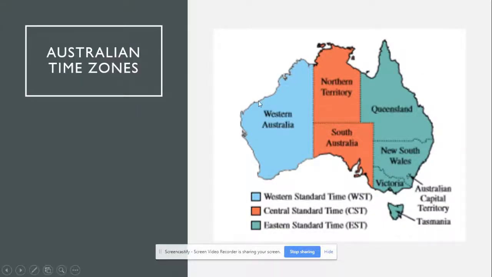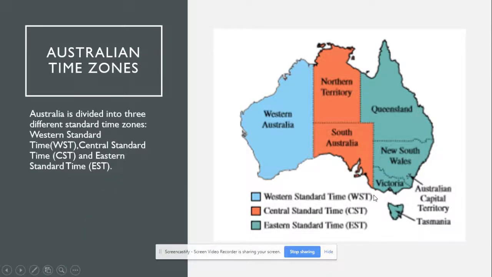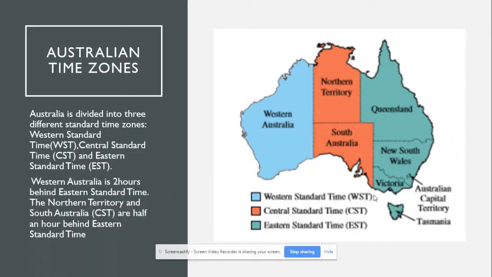In Australia, we've got Western Australia, which is WST. We've got South Australia and the Northern Territory, which is central, and then we've got the Eastern Standard Time. Australia is divided into 3 zones. The different standard time zones are, I've just told you. Western Australia is 2 hours behind Eastern Standard Time. Western Australia here is 2 hours behind us in New South Wales and Victoria and Tasmania. And South Australia are half an hour behind us.